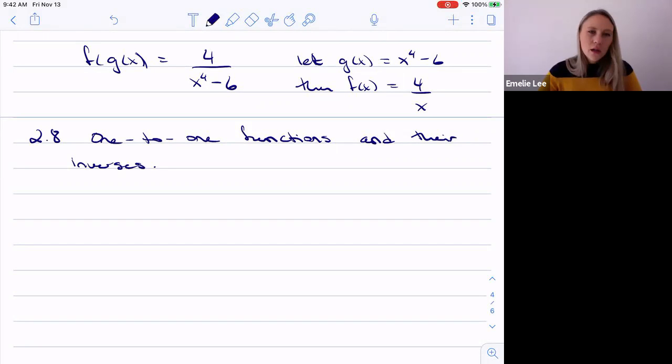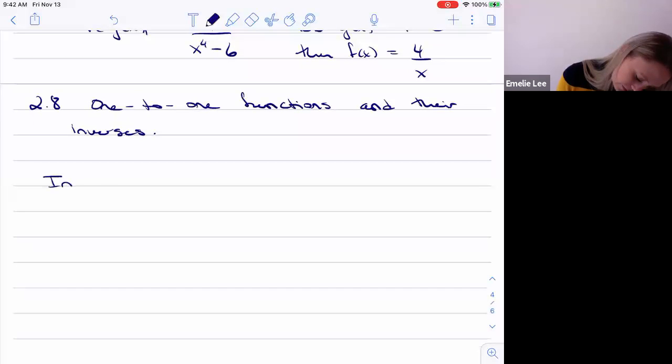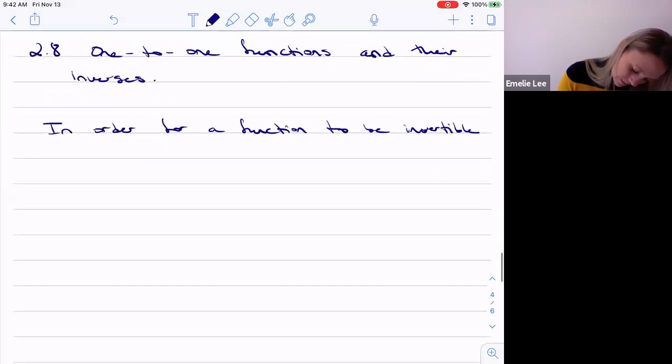Okay. So the first thing is, in order for a function to be invertible, it has to be one-to-one. And that's a pretty common kind of concept checking question that you'll be asked. So in order for a function to be invertible, it must be one-to-one.